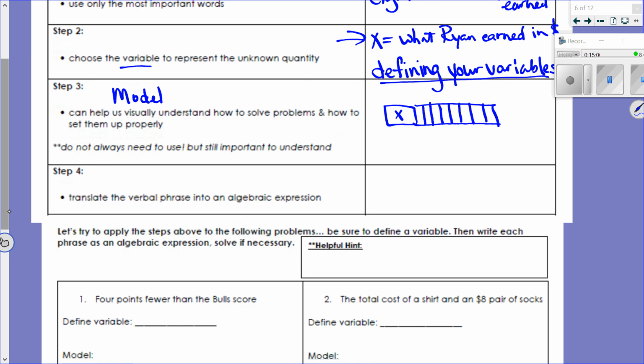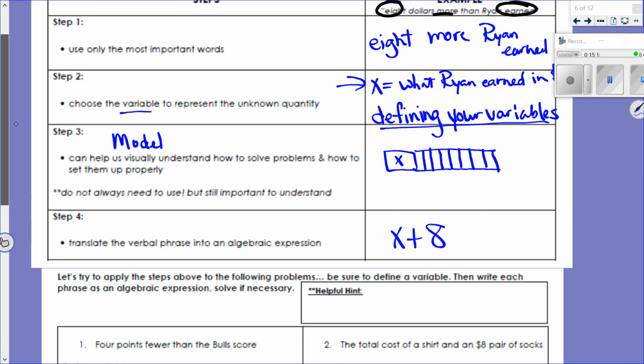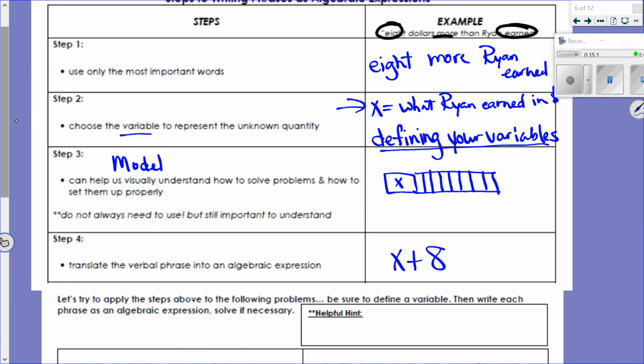Okay, now this is why the models can help us. From here, it should be super easy to go to my actual algebraic expression, right? Yeah. What is it? X plus 8. Now, I want to just step back real quick. Why did the 8 come second if it's first in the writing? Because we're adding the 8 to the x. So I can't do 8 plus x? Well, you can because of the commutative property of addition, but that's just how I said it.